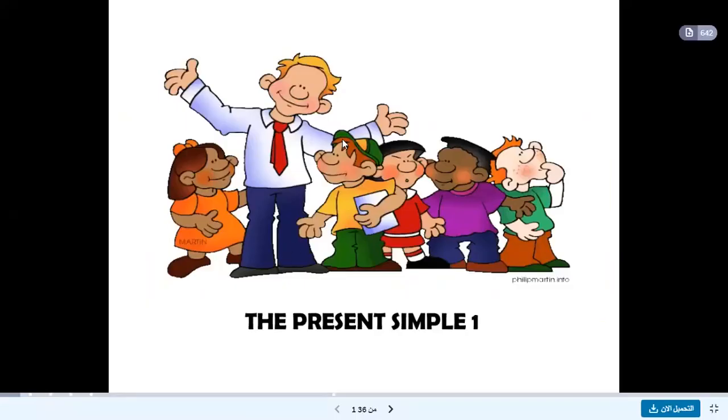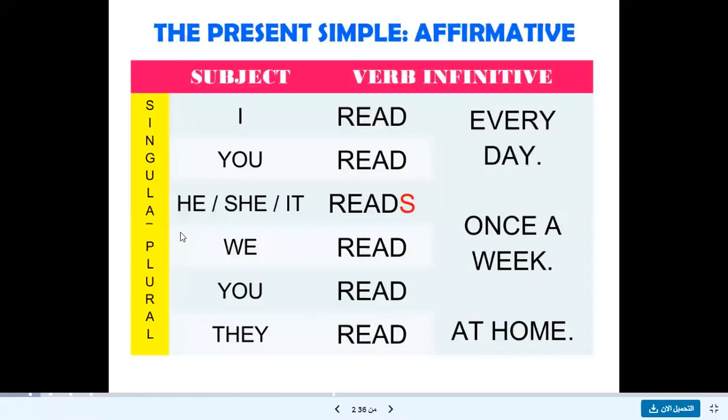The present simple. This is a slideshow about present simple. For I, we use the base form. You, the base form. He or she or it, we have to add S. We, you, they, we don't add S. So we only add S with he or she or it.